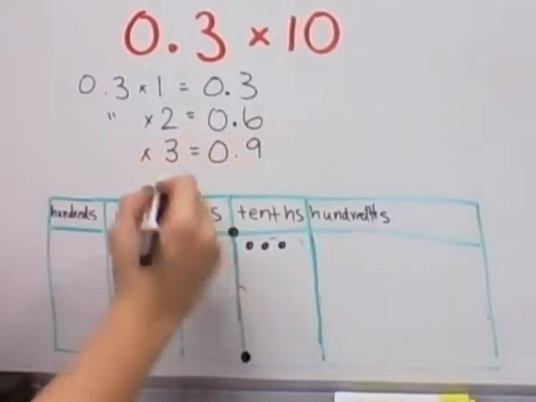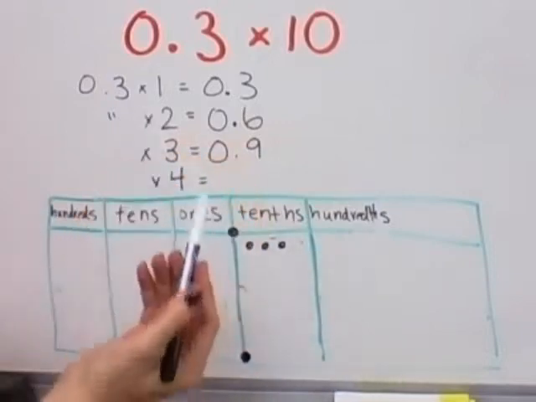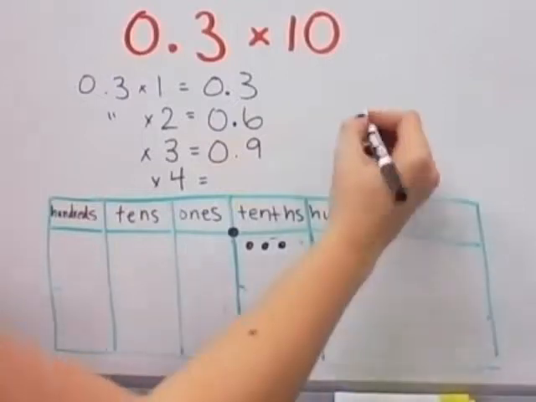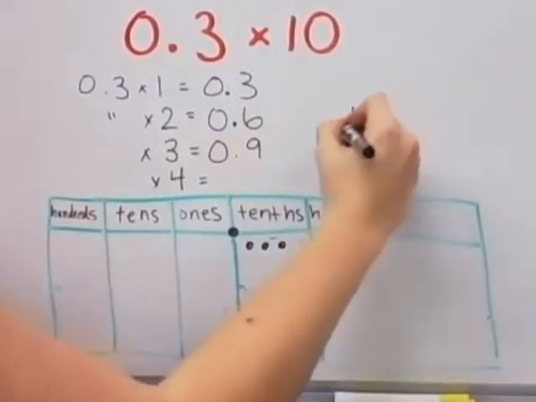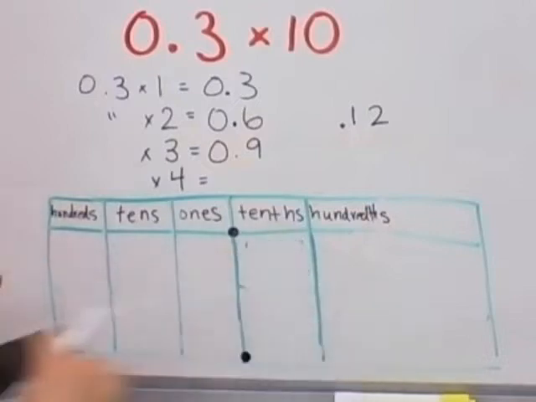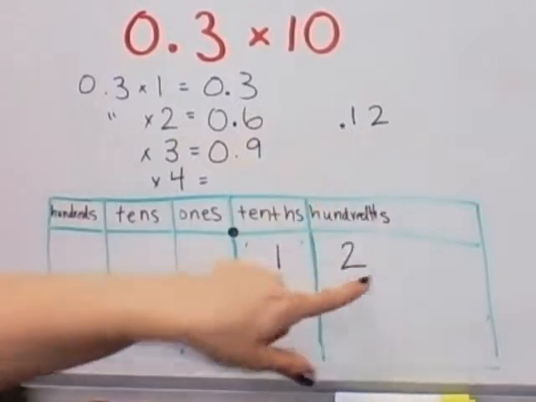Now it gets a little bit tricky. And this is where most confusion comes in. 3 tenths times 4 would be 12 tenths. And a lot of students will initially write that for 12 tenths. However, this number is not 12 tenths. It has a 1 in the tenths place and a 2 in the hundredths place. This is 12 hundredths.